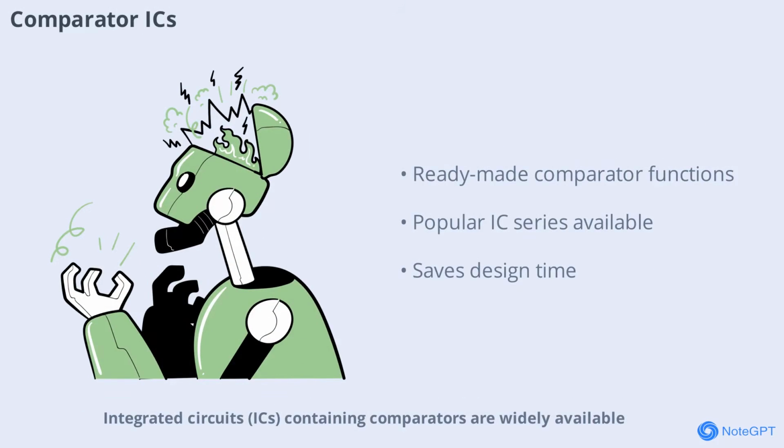Integrated circuits, ICs containing comparators, are widely available. These ICs simplify the design process by providing ready-made comparator functions in a compact package. Common examples include the 7485 and 74LS85 series, which offer 4-bit magnitude comparison. Using comparator ICs saves time and ensures consistent performance in digital projects.